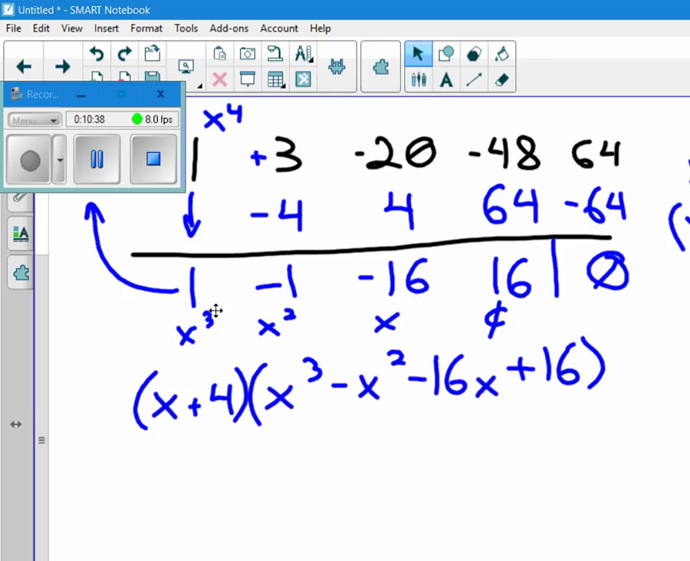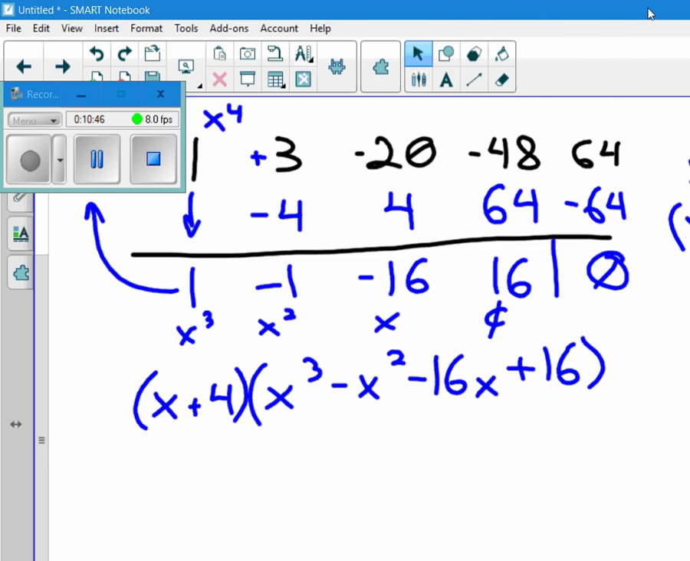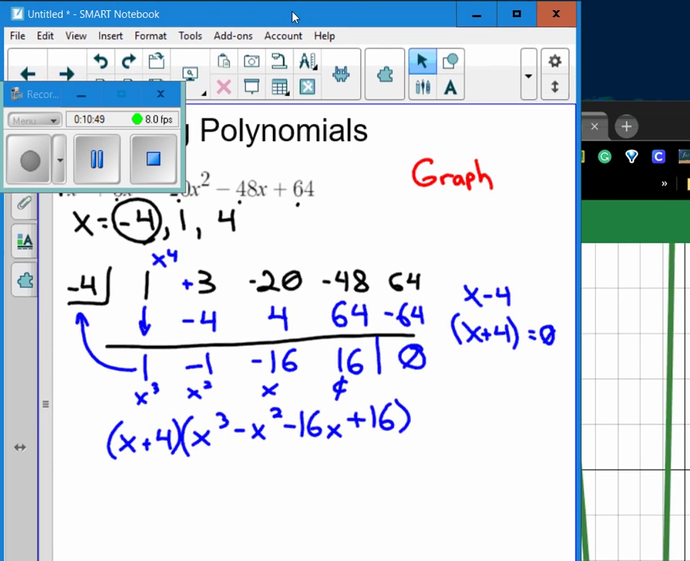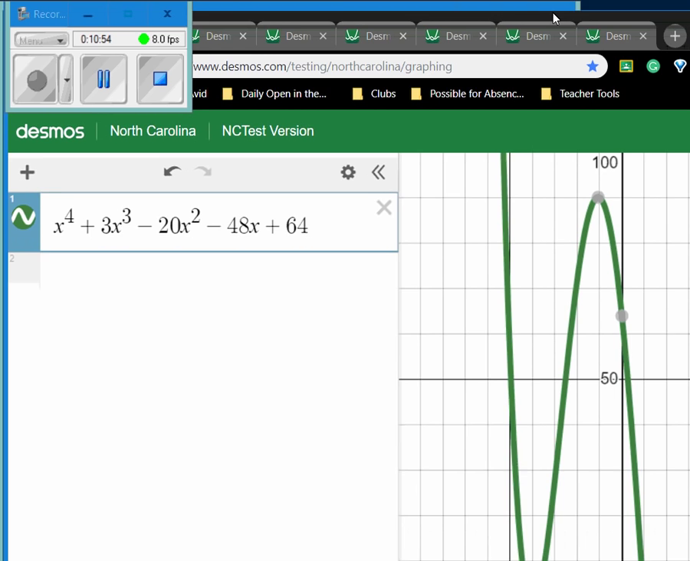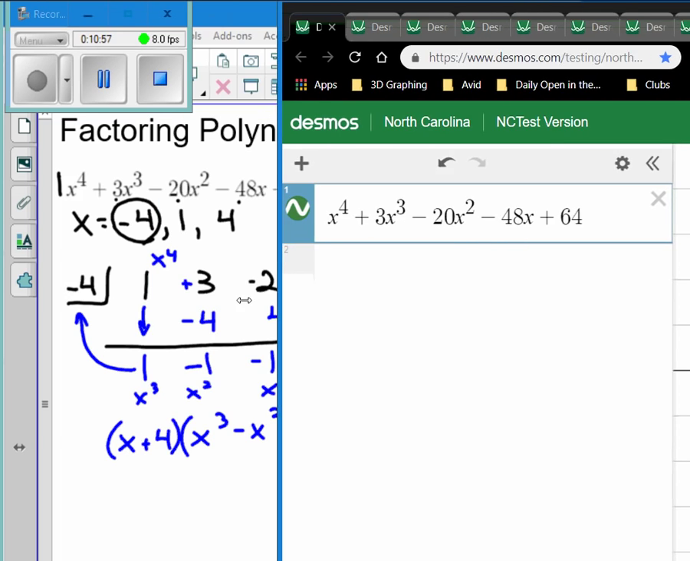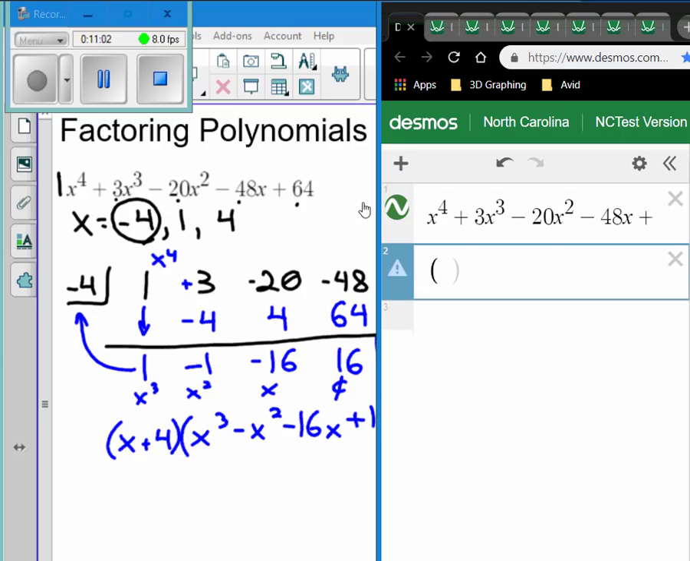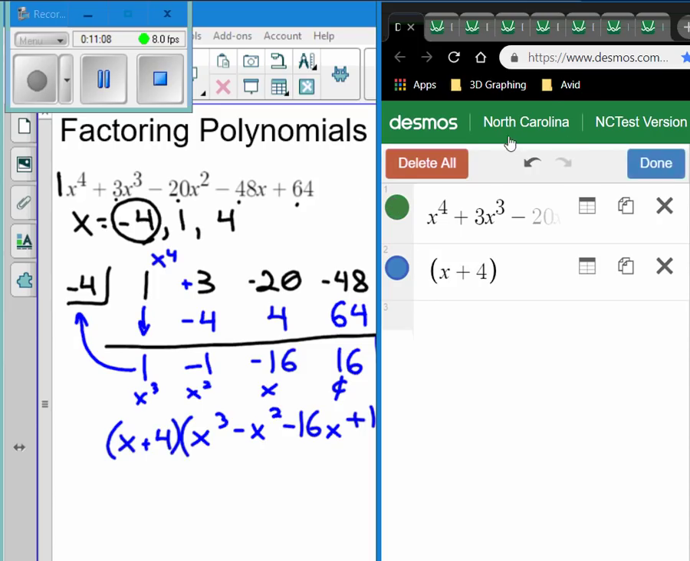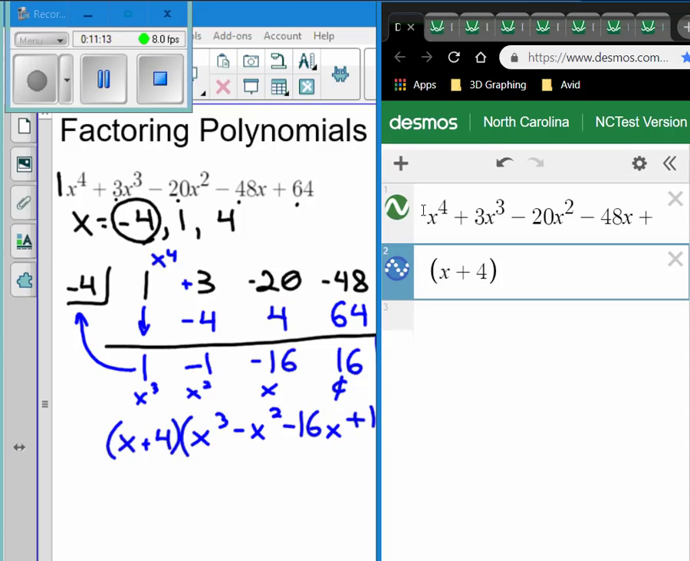My next step is when I go back and look at these, what I'm looking for are identical graphs. And that's what tells me that I have done all of the math correctly. And so I'm going to graph in a new graph. There's my x plus 4. I want to go ahead and change this over into dots. That way I can see everything a little bit better.